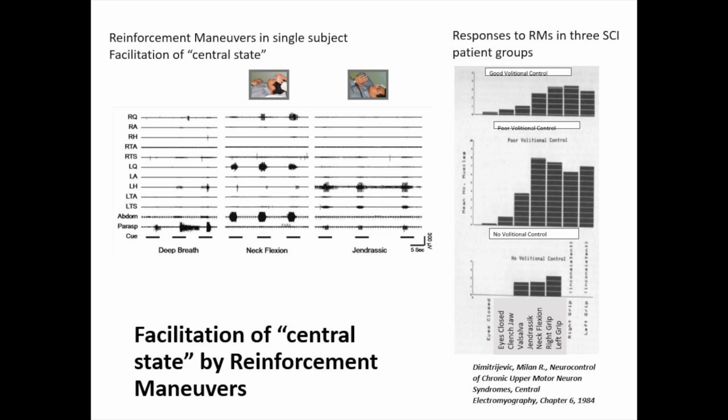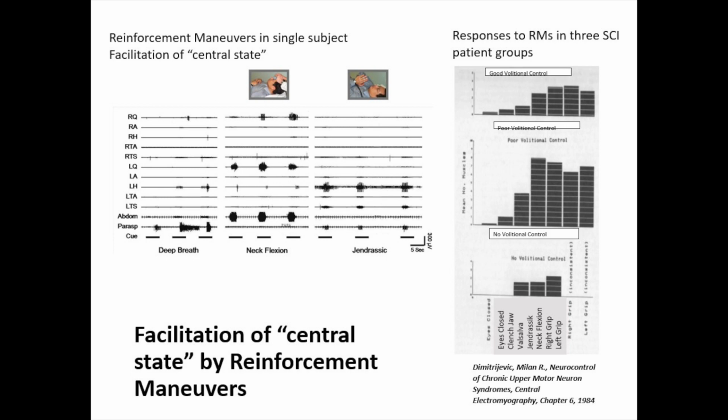As expected, every reinforcement maneuver will have a different recruitment profile in the residual descending system. There are significant differences if the reinforcement maneuver is a Valsalva maneuver, deep breath, compared to this profile of discharges elicited after neck flexion and the classical Jendrassik reinforcement maneuver.